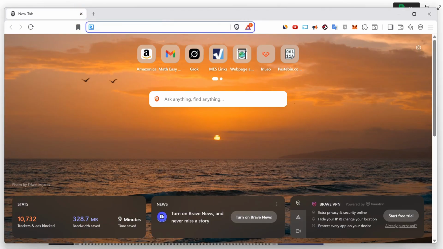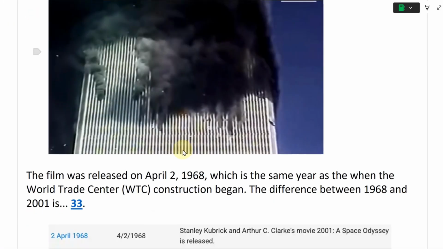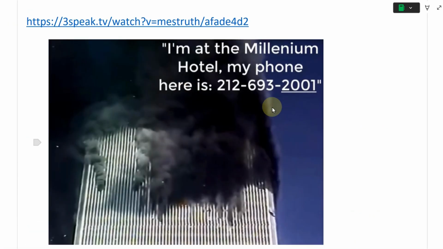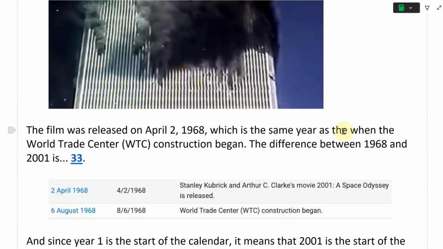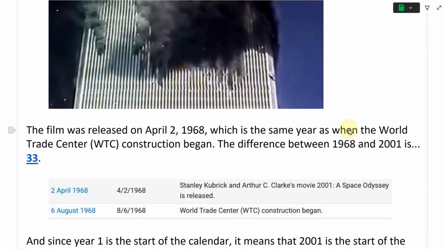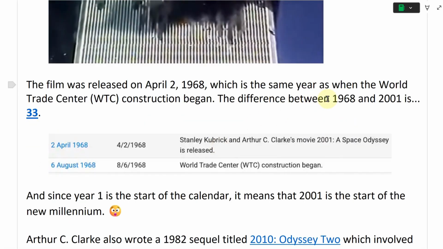All right, that's quite amazing. I'm just going to close that and go back here. So the film was also released on April 2nd, 1968, which is the same year the World Trade Center construction began. And the difference between 1968 and 2001 is 33 years, which is a pretty interesting number.